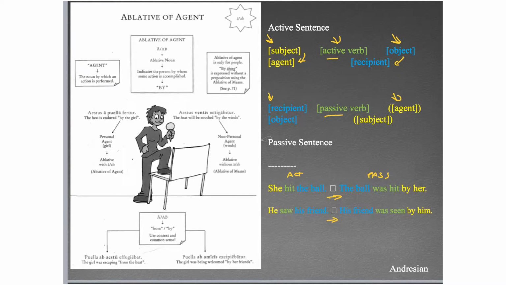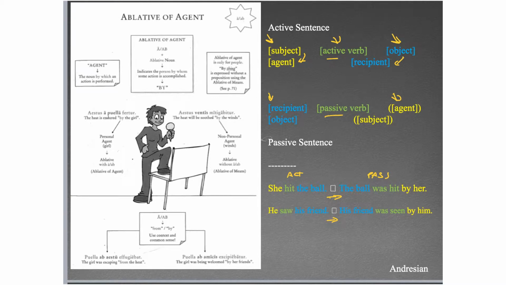Then in green, of course, are the verbs. In the active column the verbs are active, so she hit, he saw, and in the passive sentence the verbs are passive, so was hit and was seen. And then the blue, the recipient of the action. In the active sentence, that is the direct object. She hit the ball, he saw his friend; the ball is being hit, the friend is being seen. And in the passive sentence, the recipient of the action becomes the subject. So the ball was hit, his friend was seen.